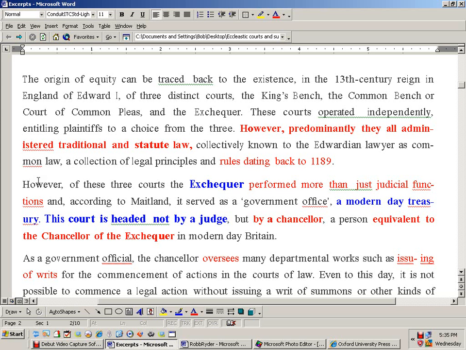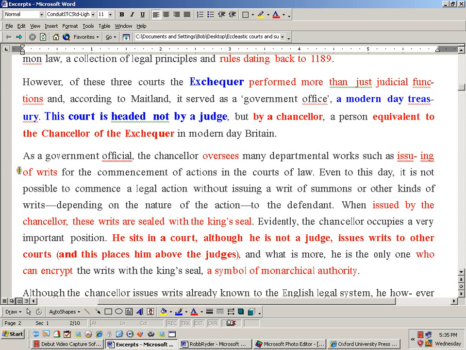If you're in England and you go look up what it says about the chancellor of the exchequer now, you get an idea of the qualities you're looking for in a person who is his equivalent, and it won't be a judge. This court is not headed by a judge, so it says, but a chancellor. So, as a government official, the chancellor oversees many departmental work, such as issuing of writs for the commencement of actions in the courts of law. Even to this day, it is not possible to commence a legal action without issuing a writ of summons or other kinds of writs, depending on the nature of the action, to the defendant.